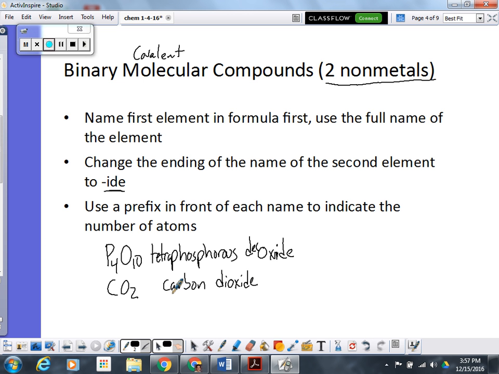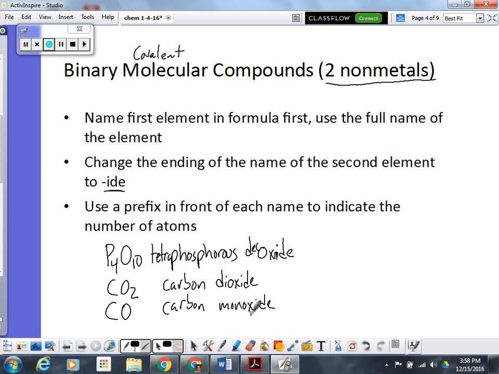However, it is used for the prefix of the second element, because I have a related compound that has the formula CO. That would be carbon monoxide. And again, I'm dropping one of the O's because you wouldn't put two O's in a row. So the mono prefix is in front of the second element, but it does not go in front of the first element. Other than that, use prefixes for everything.